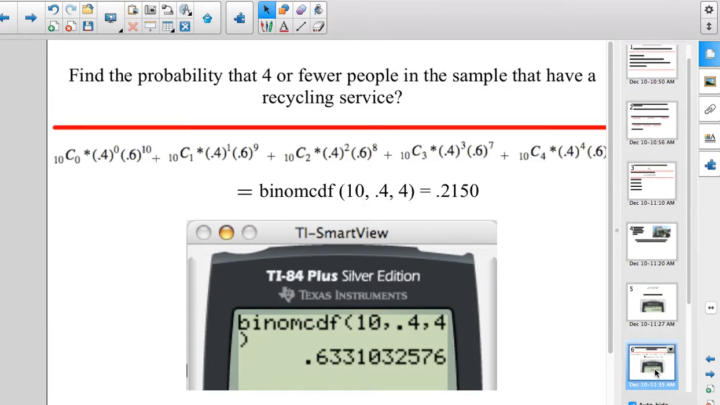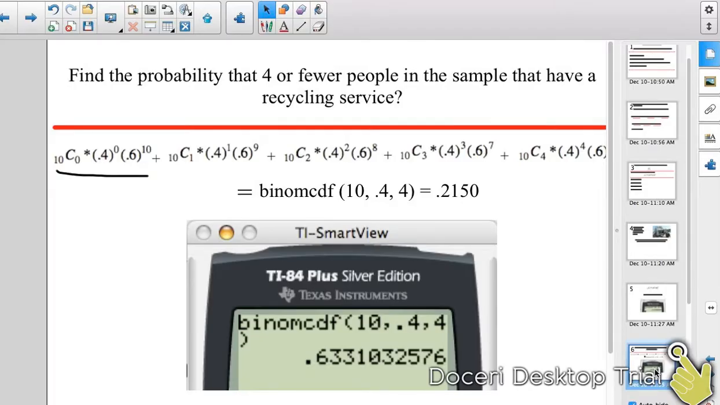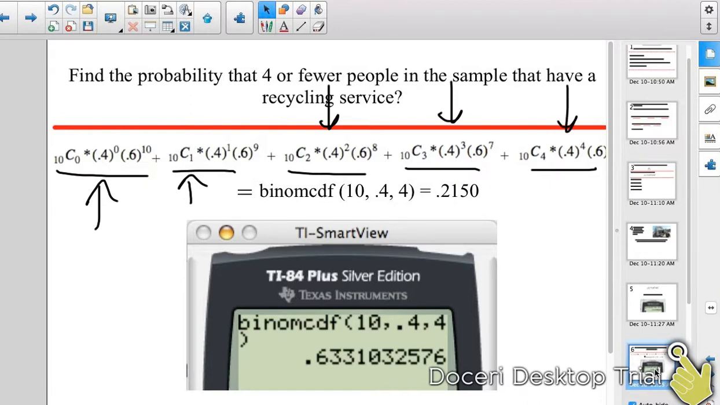What if we had a problem like this? Find the probability that 4 or fewer people in the sample have recycling service. If we were to do that by hand, then literally we'd have to calculate every single probability starting at 0 going up to 4. In other words, there could be 0 people out of 10 that have the recycling service, or 1, or 2, or 3, or 4. Each of those is a binomial probability that we could calculate. We could do that by hand, but it'd be a lot easier to let the calculator do it.